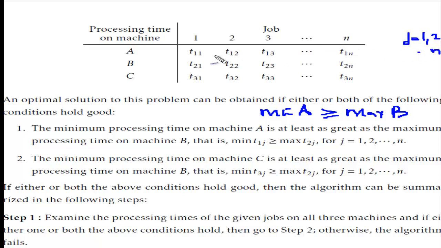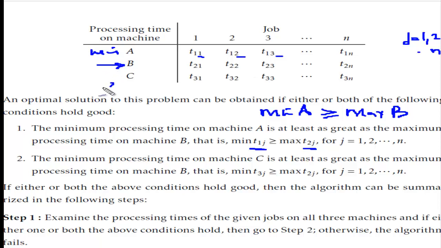How many jobs are there? 1, 2, 3, 4, 5, 6 up to n. This is T1, this is T2, this is T3. So if T of 1J, with the second subscript as J, the minimum of T of 1J is greater than or equal to the maximum of T of 2J, because 2 is for B, for J equal to 1, 2 up to n, if this condition is true.